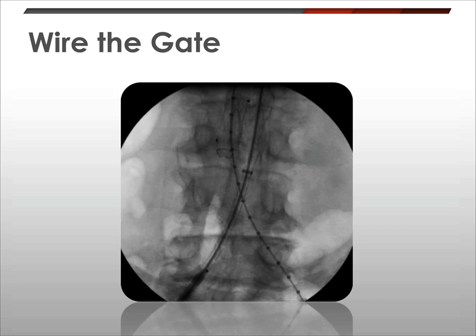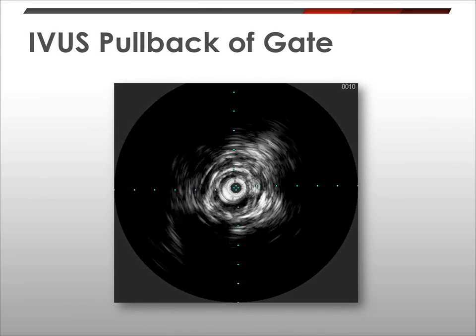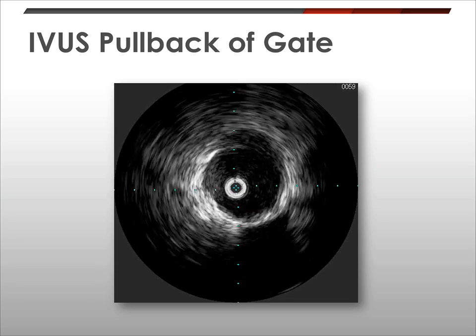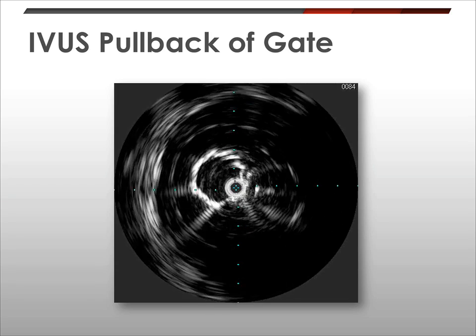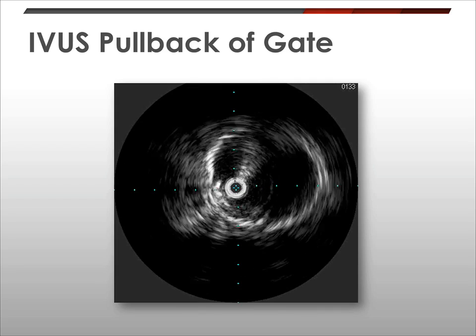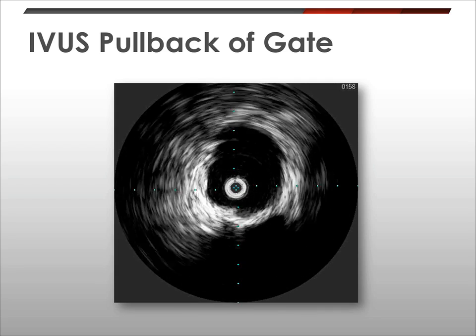The next slide demonstrates that we've cannulated the contralateral gate, but if there's any question, we can spin a catheter, or in the next slide simply put up the IVUS and see that we have, without any question, gotten the wire into the correct position inside the contralateral gate.